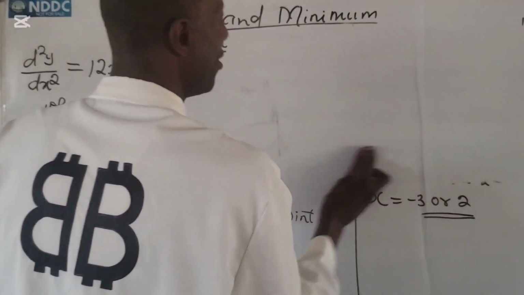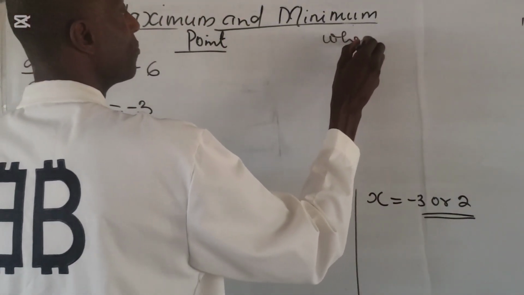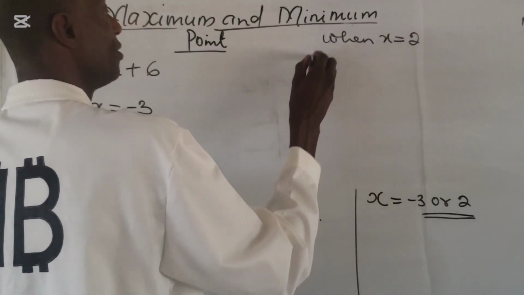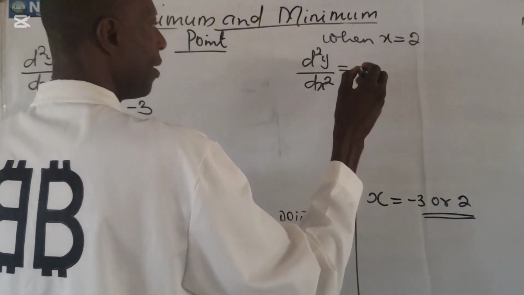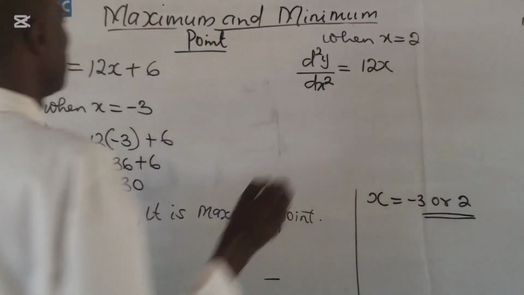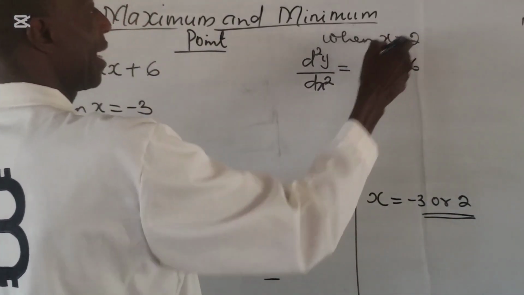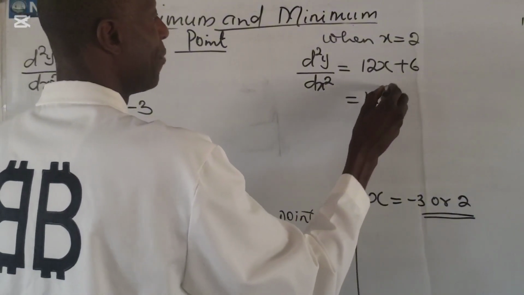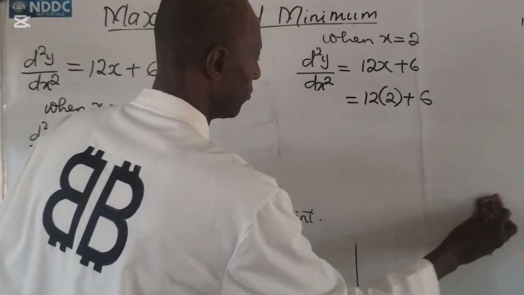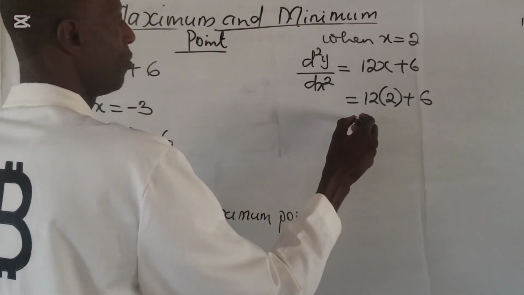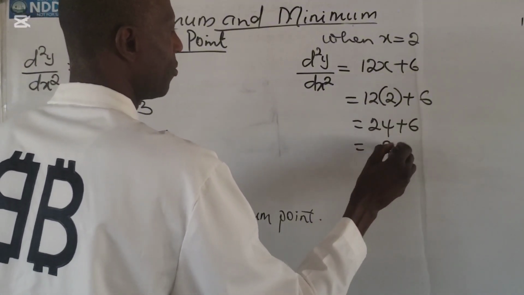Now, the other value is when x is equal to 2. Look at it here. When x is equal to 2, d squared y over dx squared is equal to 12x plus 6. Now, this time, you say when x equals 2. So 12 bracket 2 plus 6. What is 12 times 2? It is 24, plus 6, and is equal to 30.